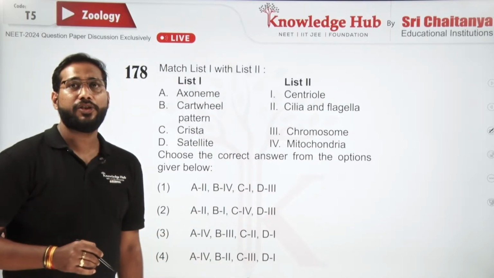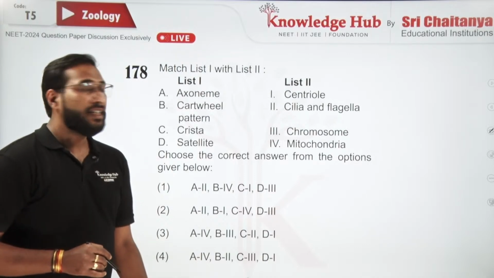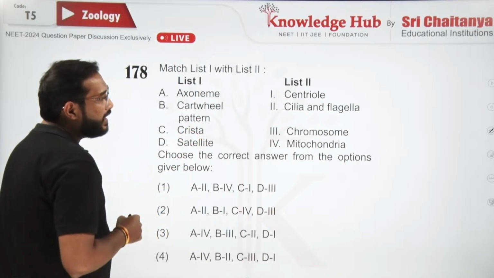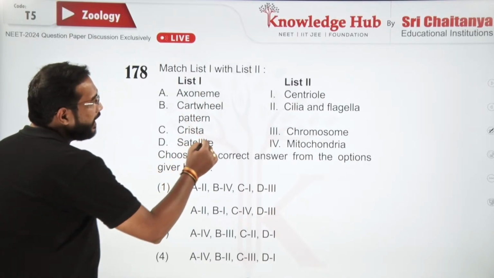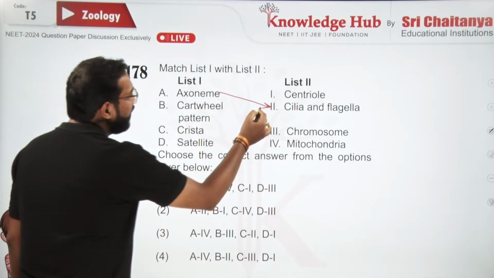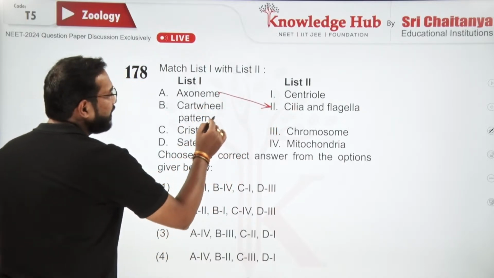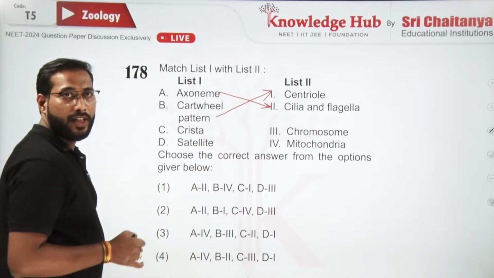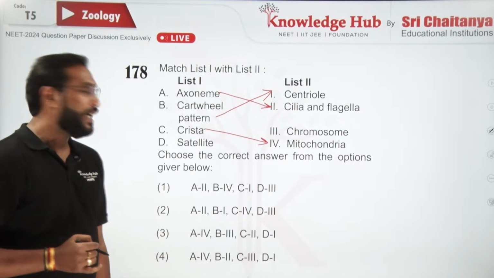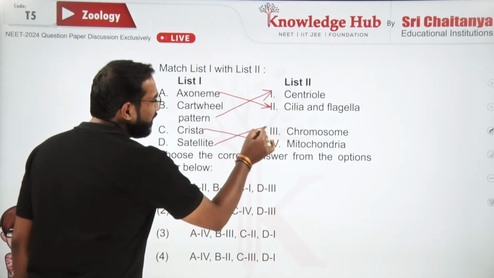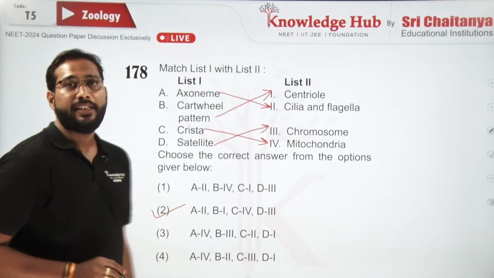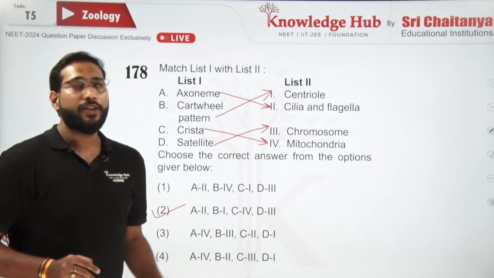Now again we have a match-the-following type of question. If we see here, list 1 contains axoneme, cartwheel pattern, cristae and satellite. Now, this axoneme is a part of cilia and flagella, right? Then the cartwheel pattern is shown by centriole, correct? Then you have the cristae. Cristae are the inner foldings of the mitochondrial membrane. And satellite is the secondary constriction present on the chromosome, right? So we have the option A2, B1, C4 and D3. Moving on to the next question.